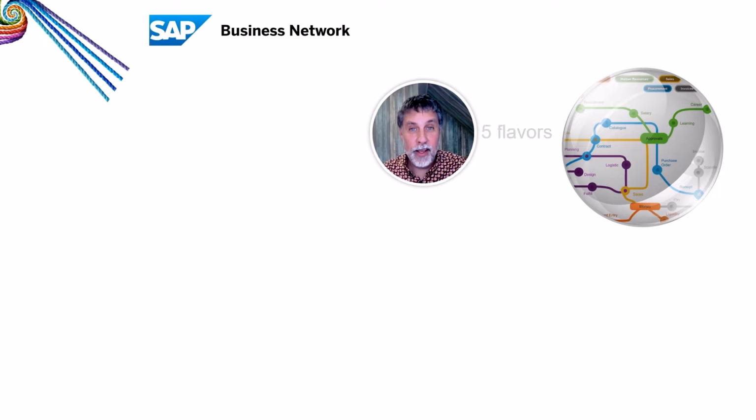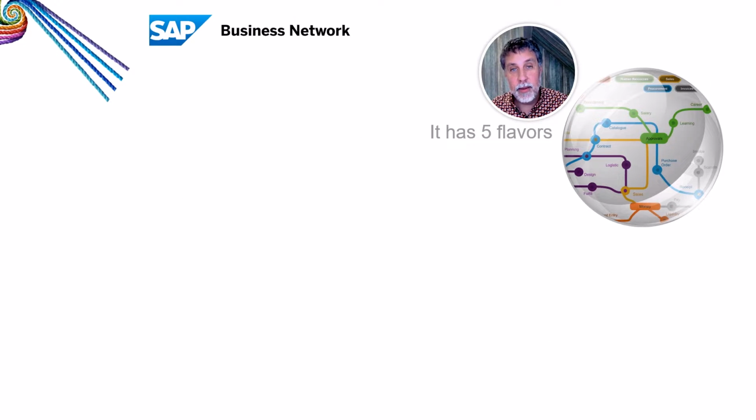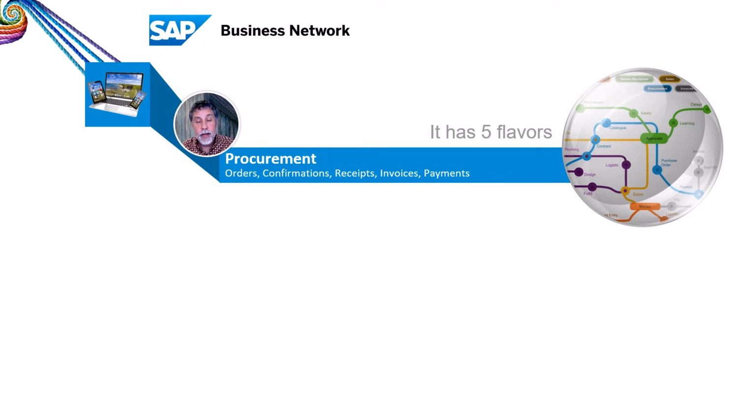The business network has 5 different flavors because not everybody does the same thing. The most common one is the procurement aspect. When you send orders all the way up to invoice and payments and different things in there, there we have millions of transactions happening, millions of suppliers. It's the most prominent part of the business network.